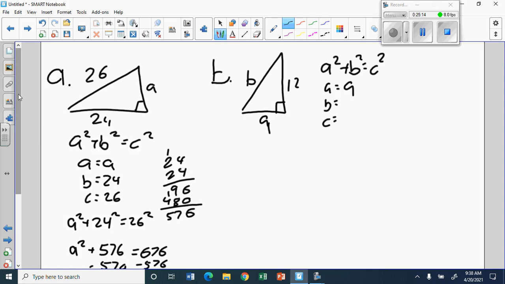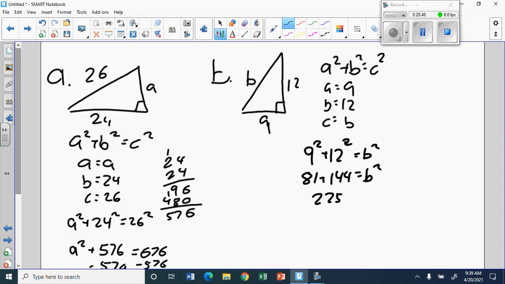A would be 9. I would agree with you. And what would B be? Oh, because A and B are the two that make the right angle. So B becomes 12, C becomes B. Doesn't matter. Now, we substitute. 9 squared plus 12 squared equals B squared. 81 plus 144. 225. Square root. That's 15. B is 15.